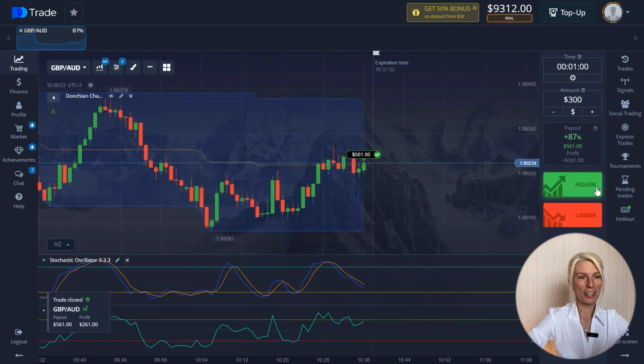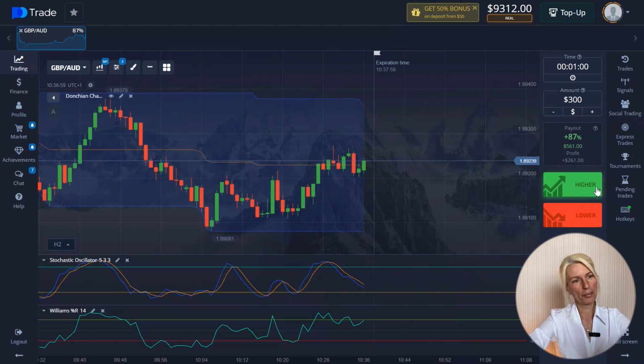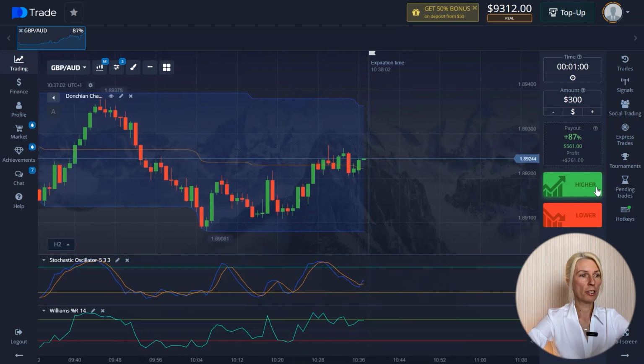And our trade already brings us $261. The profit is a little grown. As you can see on the chart, the price is gradually starting to grow, trying to get closer to the upper limit of the Donchian. And I open another up trade for 1 minute with $300 in. And while the trade is in progress, I will continue.